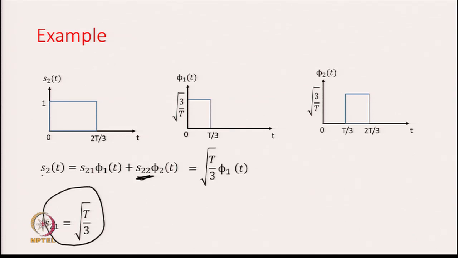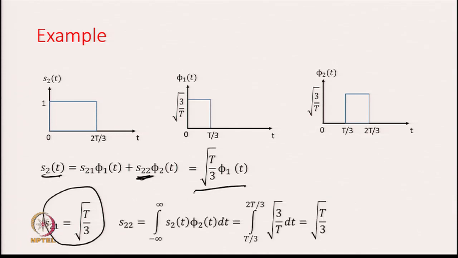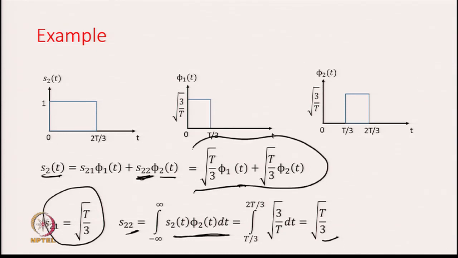So, I can write this S 2 t is nothing but this plus S 2 2 phi 2 t, and S 2 2 again can be simply obtained by carrying out this integration. Again it is trivial and I leave it to you to do this, and again it comes out with the same form that this is root of t by 3. So, finally, the expression for S 2 t is this expression.